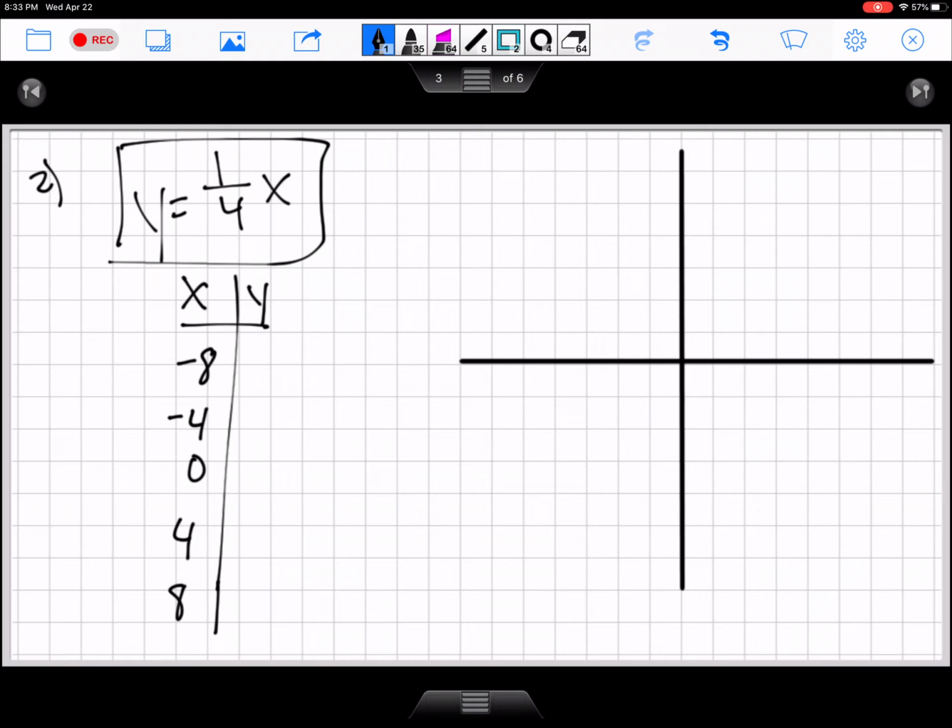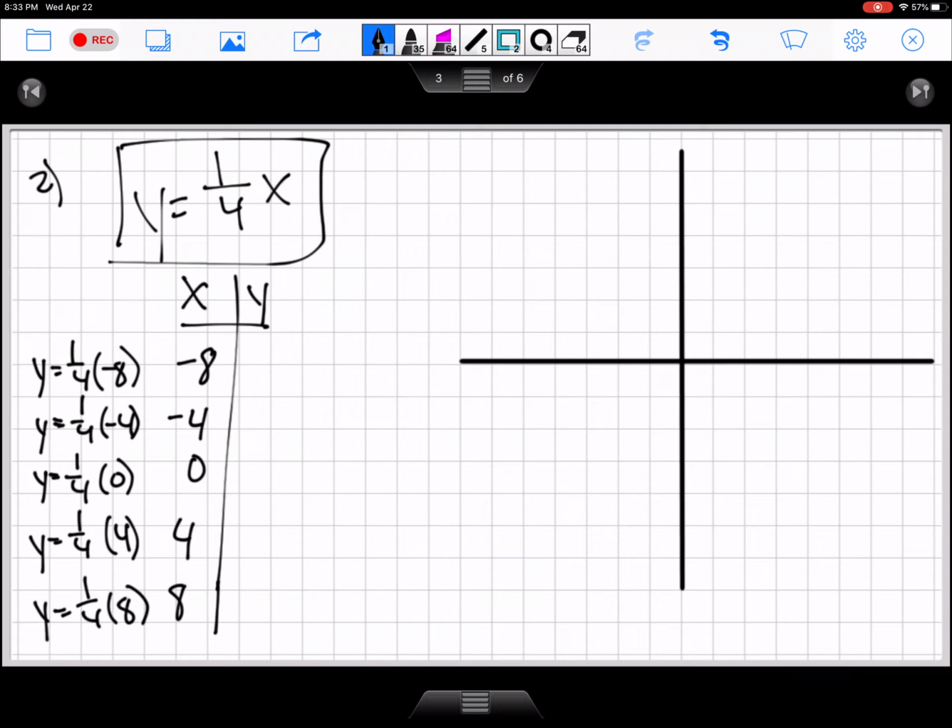When I start substituting in my X values, it would look like this. So let me just write down all these X value substitutions. I apologize for any whining you hear in the background. My wife is putting the kids to bed, depending on the night. All right, so here's all my X values substituted into my function. Remember, this function works for all of them. And so 1/4 of -8 is -2. 1/4 of -4 is -1. 1/4 of 0 is 0. 1/4 of 4 is 1. And 1/4 of 8 is 2.